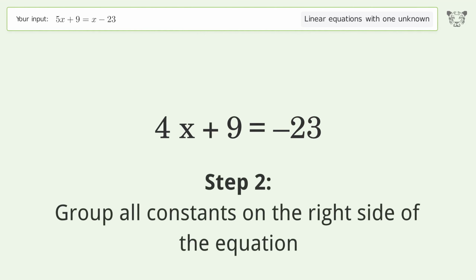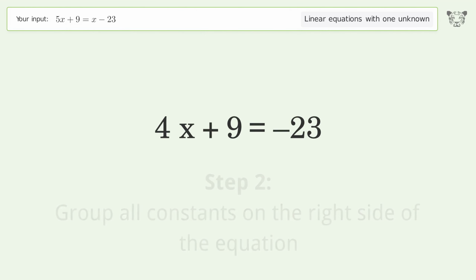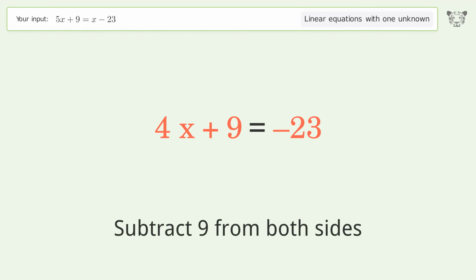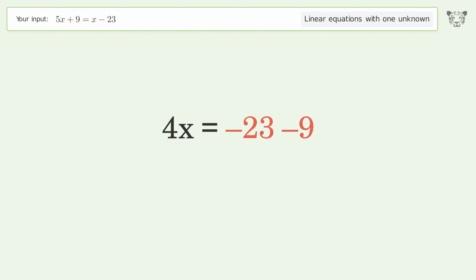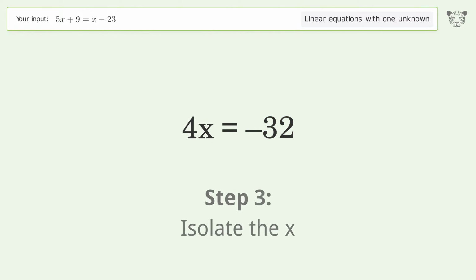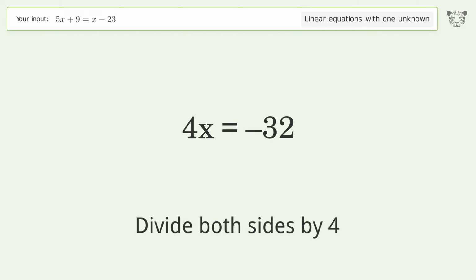Group all constants on the right side of the equation. Subtract 9 from both sides. Simplify the arithmetic. Isolate the x. Divide both sides by 4.